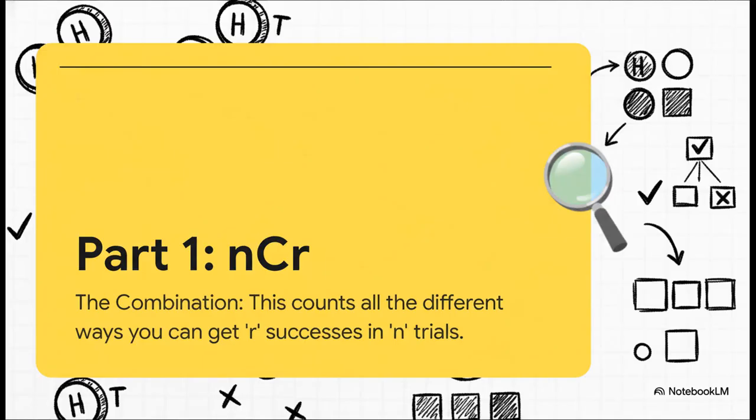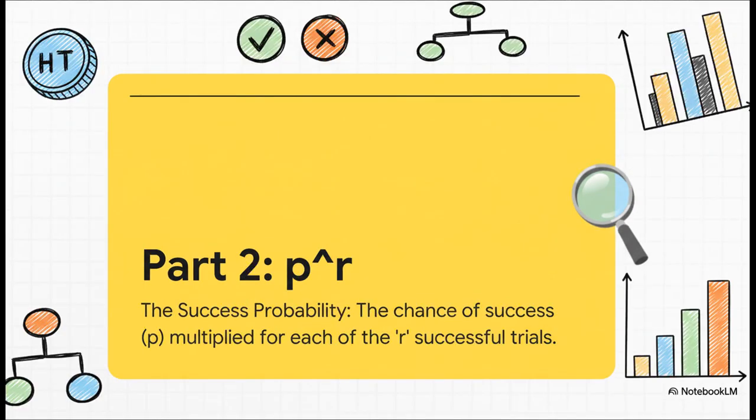So part 1, this bit right here, it's not even about probability yet. It's just counting. It's figuring out how many different combinations of, say, 7 successes you can get in 8 trials. It's all about the arrangements. Okay, part 2. This is the probability of your success streak. You're basically taking the probability of one success, p, and multiplying it by itself for every success you're looking for, r. It's the odds of just one specific winning sequence.